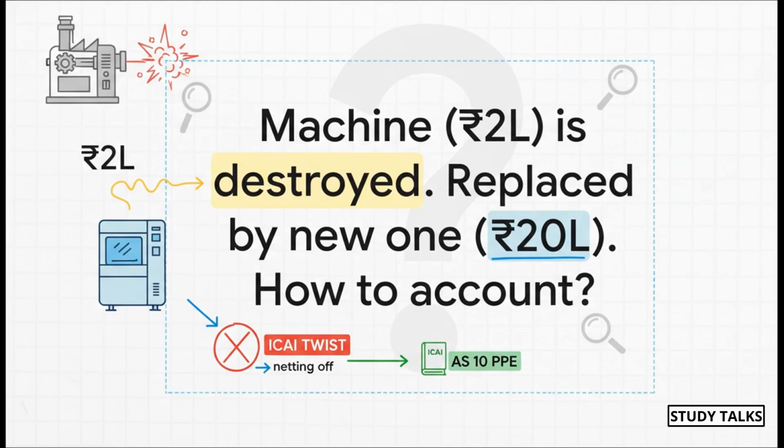So, picture this. Your machine, worth 2 lakhs in the books, is totally gone, but the insurance company gives you a brand new one worth 20 lakhs. So you just net it off and book an 18 lakh gain, right? The answer is a definite no, and this is another classic ICAI twist.